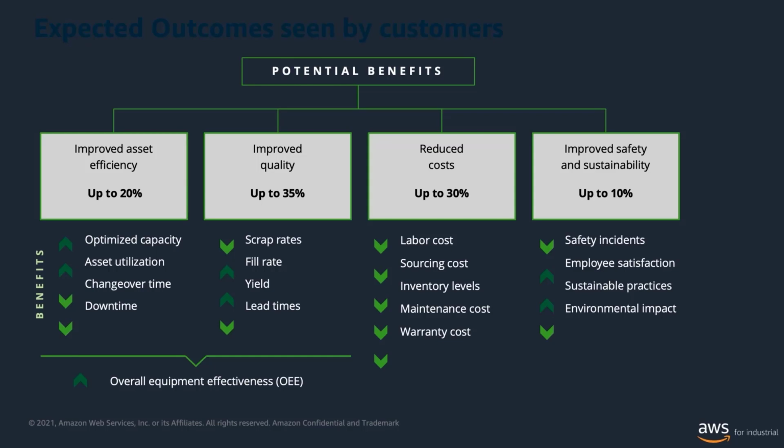At the same time, when we talk about improving quality, they see a 35% improvement in quality capabilities of products going out the door. That's by reducing scrap rate, increasing fill rate and yield capabilities, and lowering lead time to your customers. Now, those calculations are OEE type of capabilities.